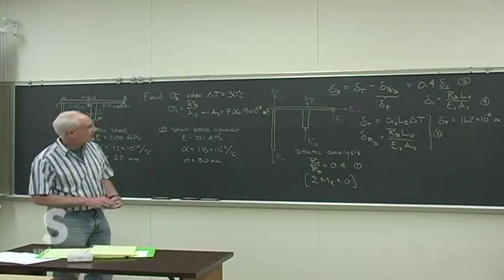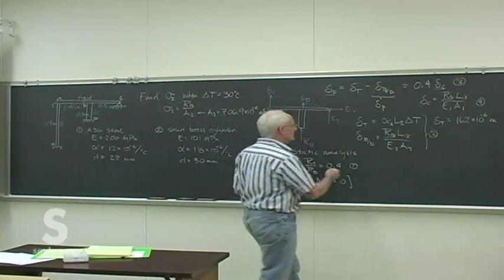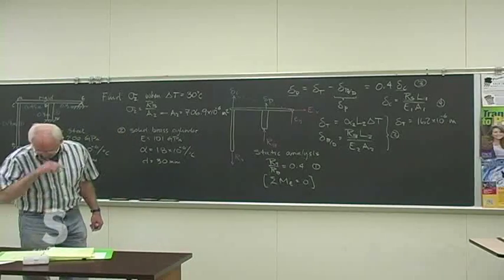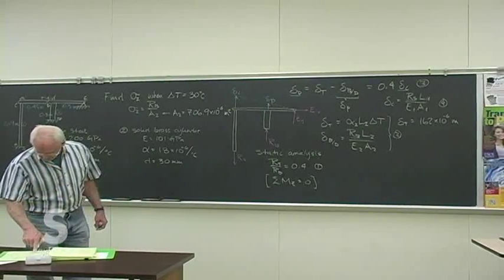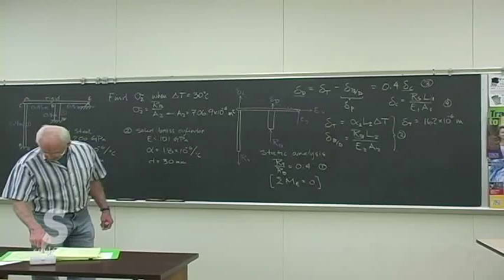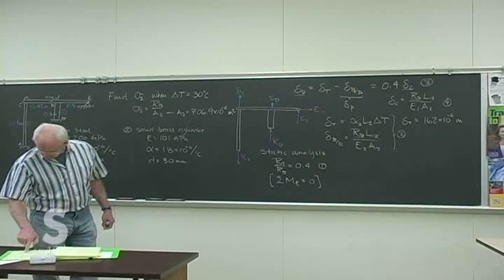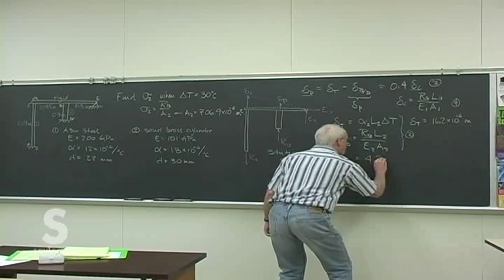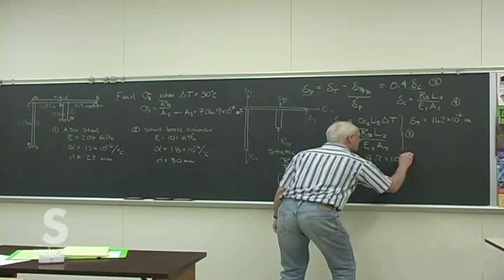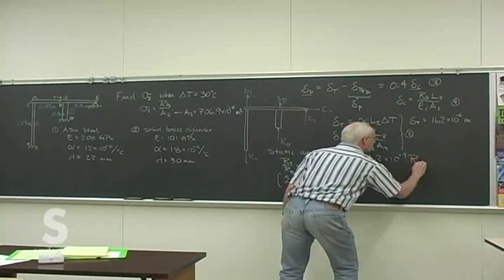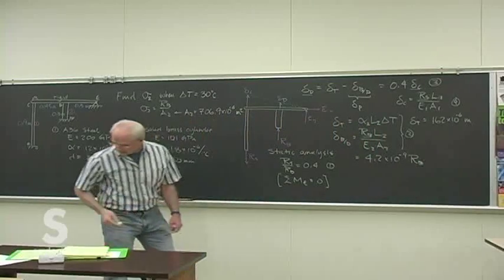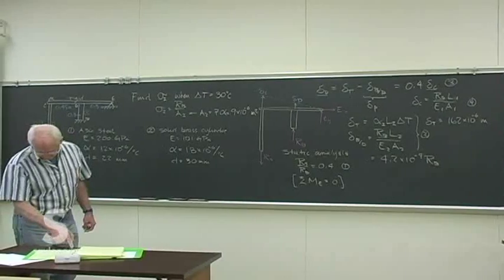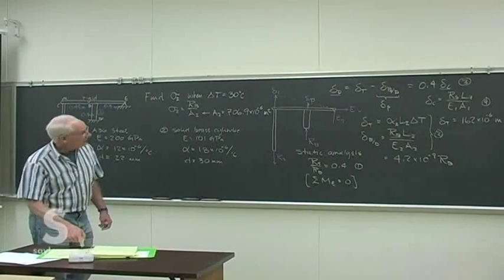Thermal. Oh, I gave you delta T. The mechanical part is 4.2 times 10 to the minus 9th. But RB is unknown, so you have that part to it. And the units all check. What else can I give you?